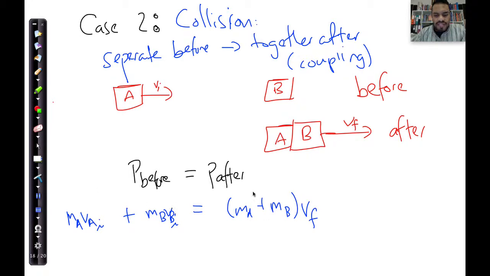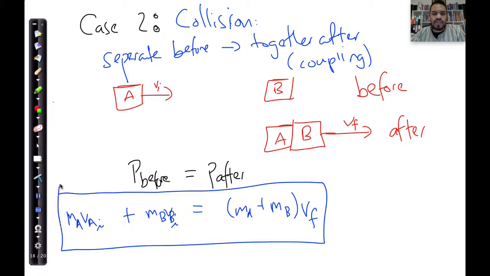Again, work with the system, follow the way we do it, add up the momenta, and here there's only one object. The two masses come together, they form one object with one velocity and one total mass where the A and B masses are added together. Okay, so there's P before equals P after, and this is what we get. So this is the formula that we will find when we have case number 2.